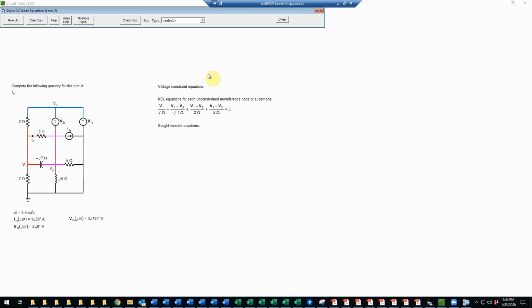Okay, so because this is a solutions game, we are being given the KCL equation for this circuit. We do not have to write that ourselves. However, we do need to determine the voltage constraint and sought variable equations for this particular circuit. So let's go ahead and do that. We'll start with the voltage constraint equation.